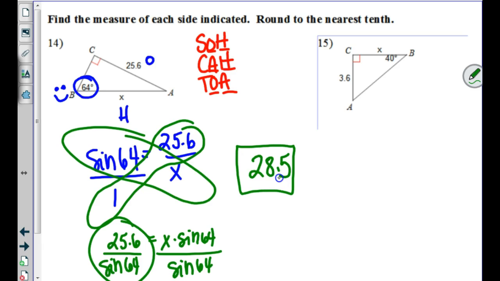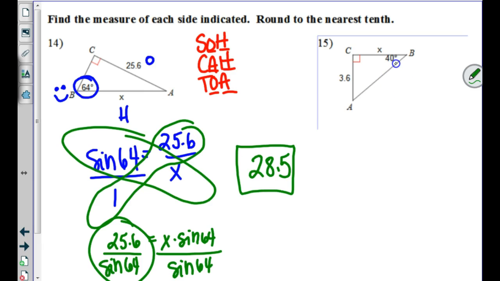Carol, were you going to say something? Yeah, it's longer than this side, isn't it? Is that a reasonable answer then? Okay, it's the hypotenuse, so it has to be the longest in the triangle. So it is a reasonable answer.